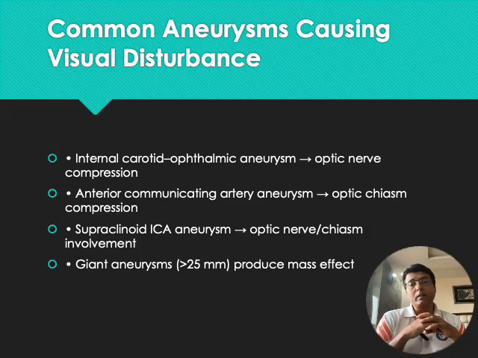Another classification is based on the circumference of the arterial wall. If the whole circumference is involved, it's called a saccular aneurysm. And if part of the arterial wall circumference is involved, it's called a fusiform aneurysm.